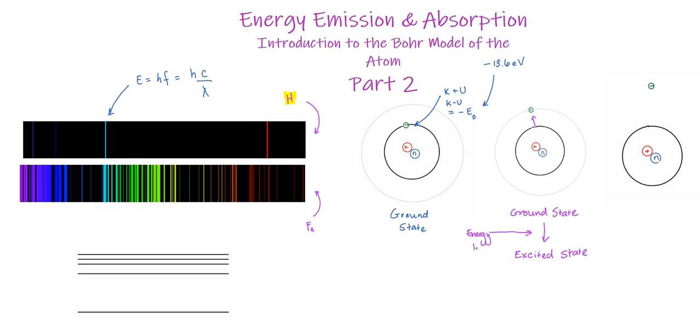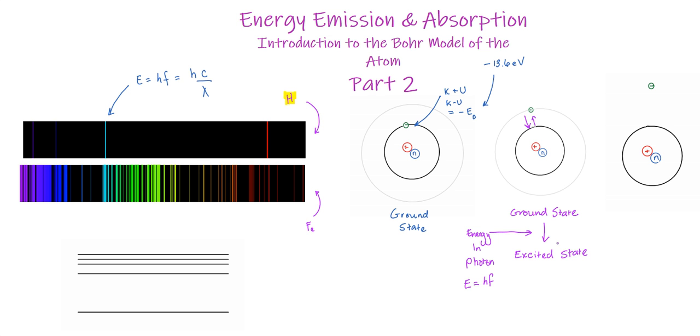So energy going in the form of a photon. And the energy of the photon, again, can be calculated with hf or hc over lambda. That is going to allow the electron to stay there, but unless I continuously supply this energy, the electron is going to want to fall back down to its lower energy level.